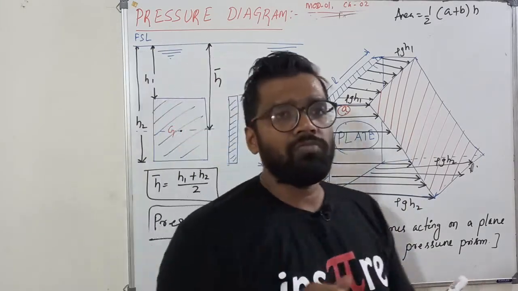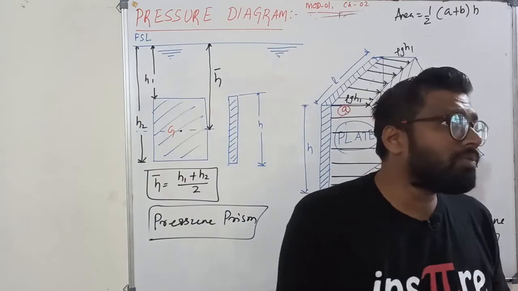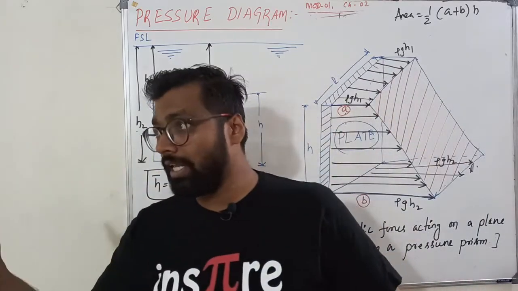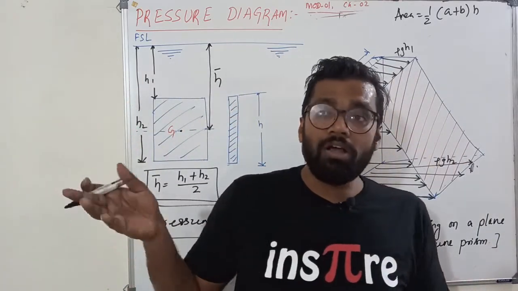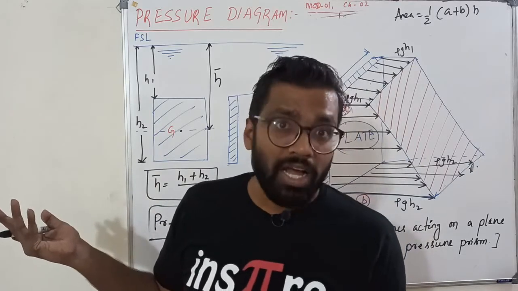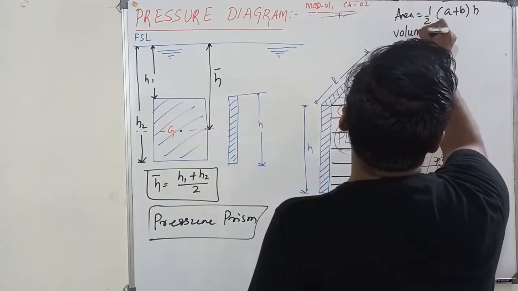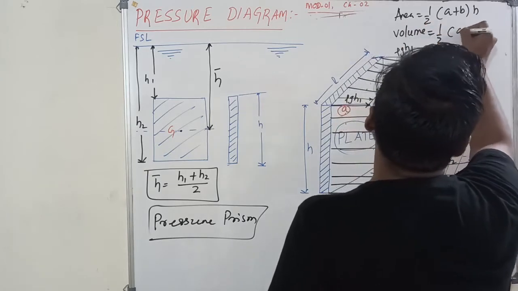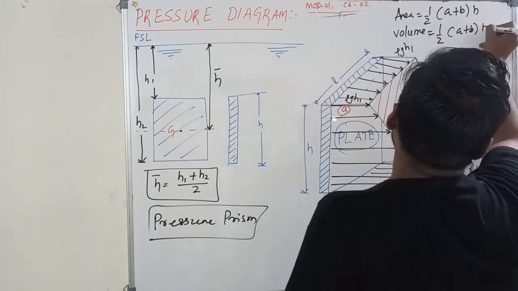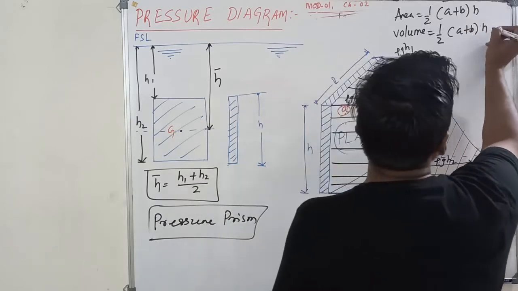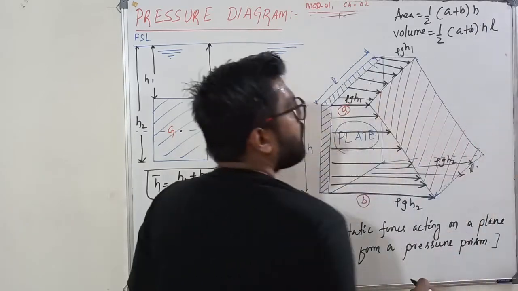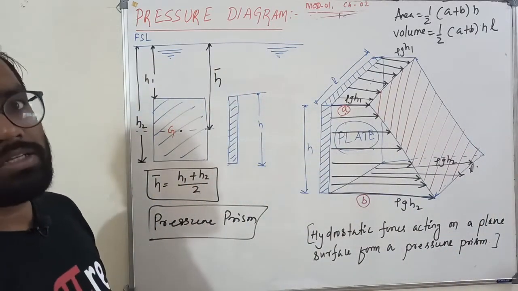What is volume? Volume of any substance. Sir, volume of any substance is the cross sectional area into the length, or the cross section of the base into the height. So what will be your volume here? Sir, volume is half (a plus b) multiplied by h, which is the area multiplied by the length. That is my volume.